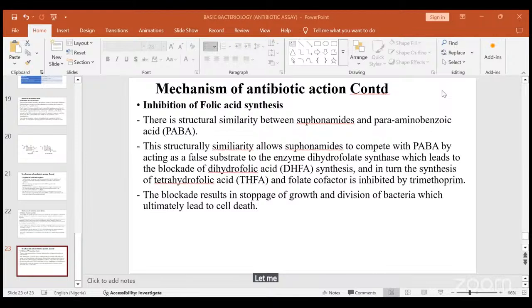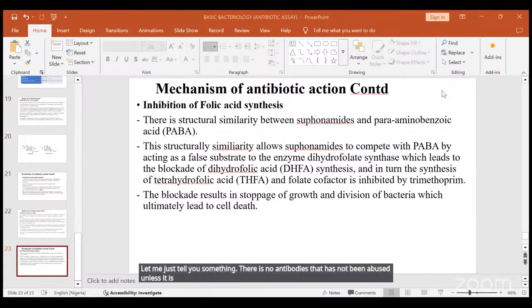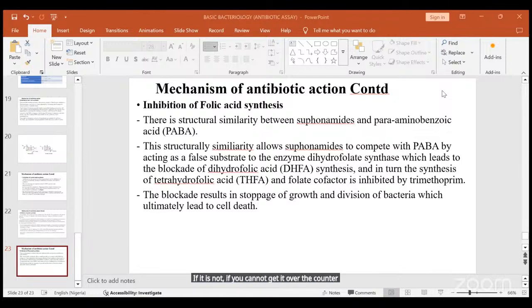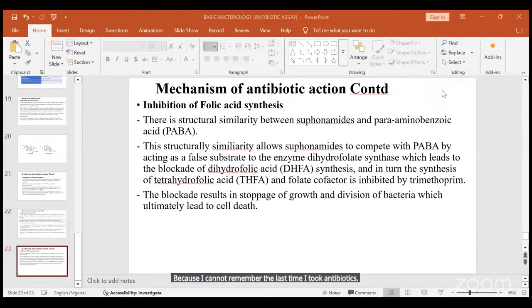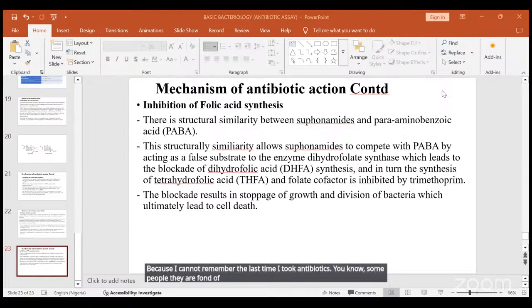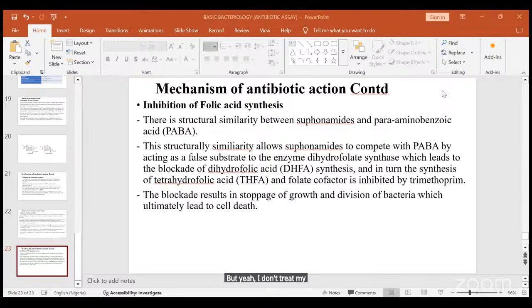Let me just tell you something. There is no antibiotic that has not been abused unless it is out of reach from people. If you cannot get it over the counter, they won't abuse it. If it is too expensive, they won't abuse it. These are factors that lead to abuse. And when they say they abuse something, it is not everybody that abuses it. The same chloramphenicol that is not working for somebody can work for me, because I cannot remember the last time I took antibiotics. Some people, anytime they have malaria, they will say they should combine it with amoxicillin or anything. But me, I don't treat my malaria like that. I don't combine it with anything.